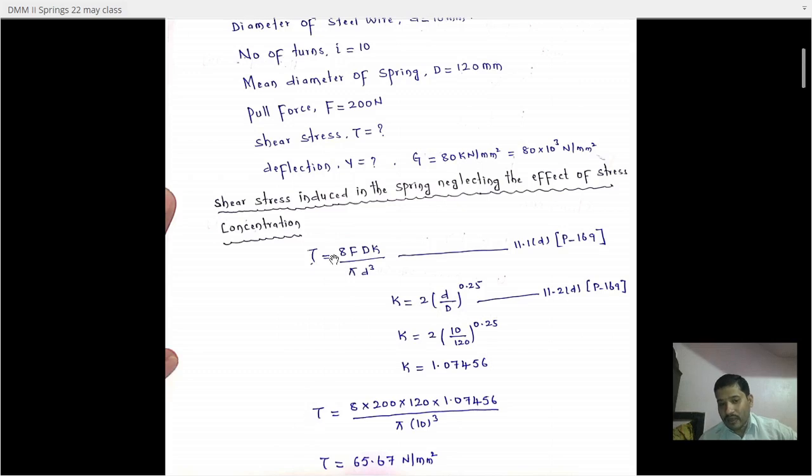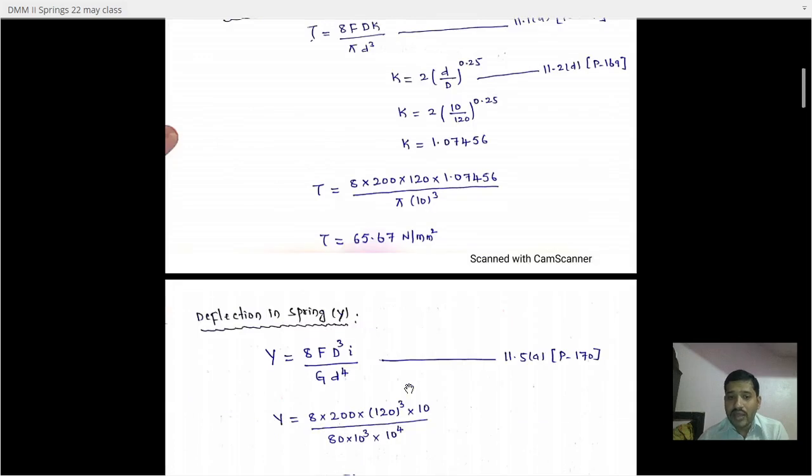Tau is 8 times F. How much is the force? The force is 200 Newton. Which type of force is acting here? Tensile force is acting on the spring, 200 Newton. D is the mean diameter of the spring, 120. K, the stress concentration factor, is 1.07456, divided by pi into d cube, where d is the diameter of the steel wire, 10 cube. If you calculate with the calculator, you will get the value 65.67 Newton per mm square.